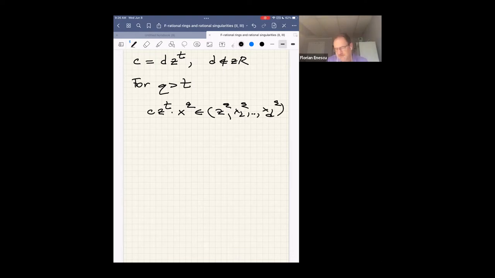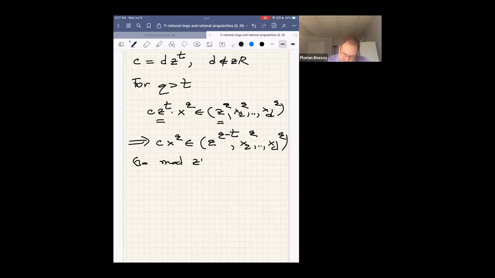The tight closure relation is this, okay? Now using the fact that we have a regular sequence, we can get here. We can combine the powers of Z together and obtain that C times X to the power Q belongs to that ideal. And now go mod ZR. Modulo ZR, we have that the ring is F-rational.